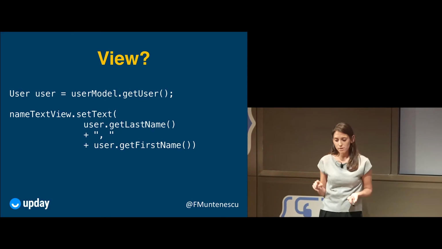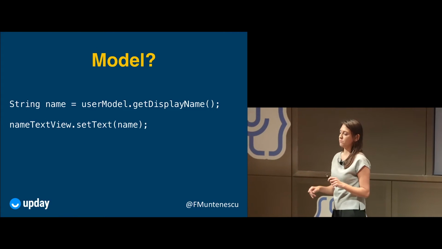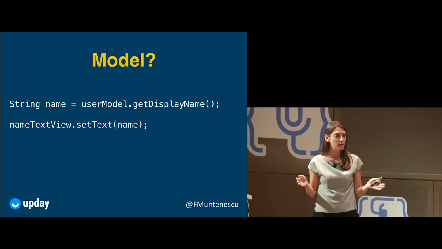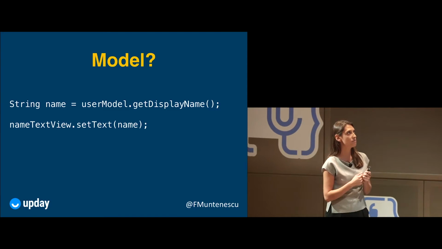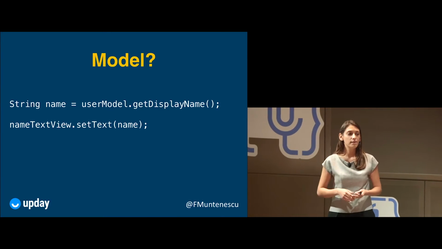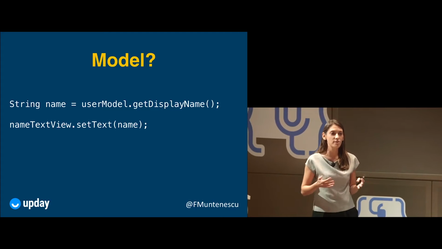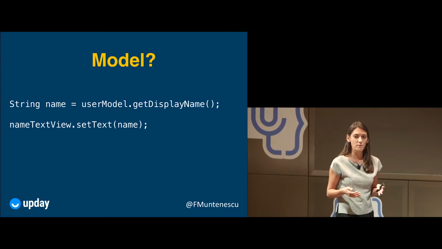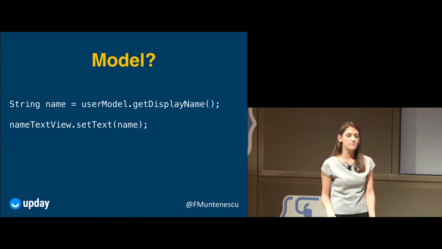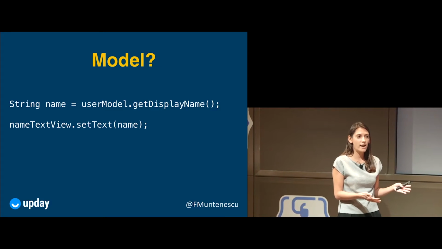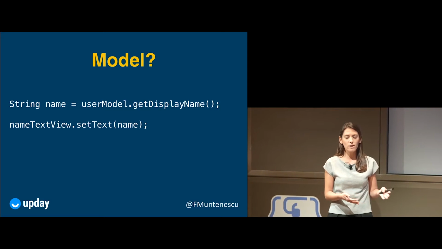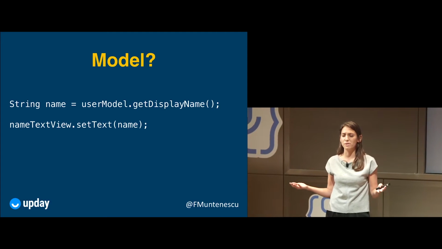Okay, but we know that the model is unit testable, so we can put that in the model, right? So in the model, we can have a getDisplayName method that does this. We can unit test that. That sounds better, right? Well, not quite. The model should actually handle the business logic. Why all of a sudden should the model know about the UI logic?